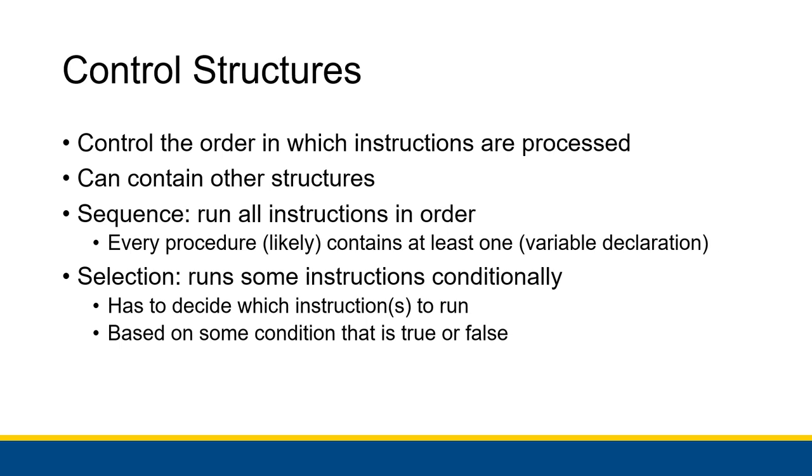And this is also where structures containing other structures come in, because you can get selection structures that contain sequence structures if you have not just a line of code, but several lines of code that conditionally run, but they all run in order. That's a sequence structure inside of that selection structure. And of course there are more types of control structures. We actually will cover another one pretty soon, but right now all we have are sequence and selection.